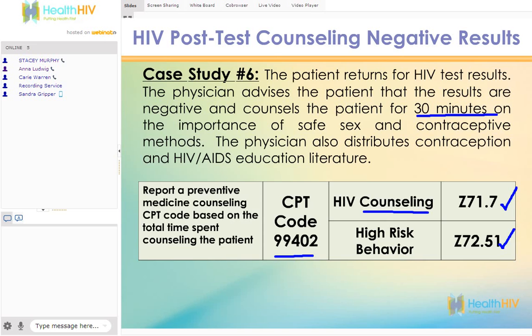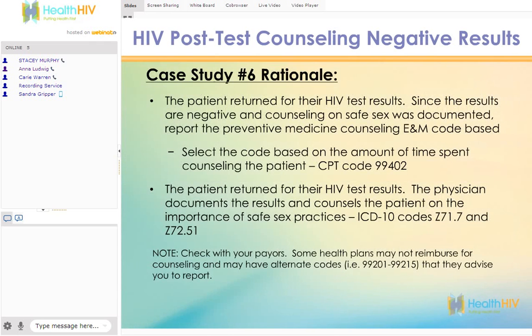So if you'll notice, there's a variety of different scenarios here to assist you with some of those challenging issues that you may be coding in your offices.